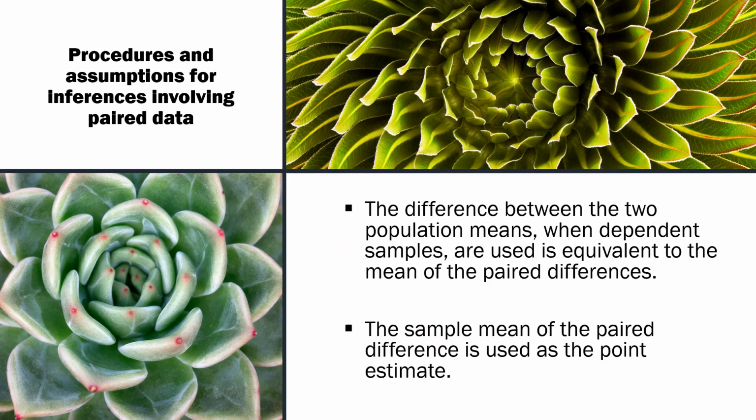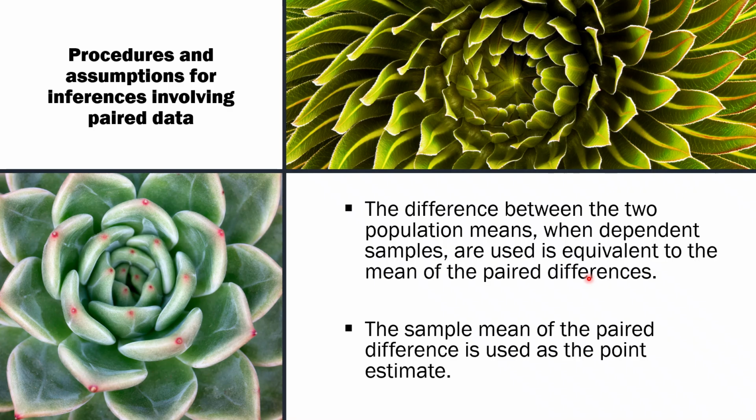So the inference is really about the mean of the paired difference here. The difference between the two population means when dependent samples are used is equivalent to the mean of the paired differences. The sample mean of the paired difference is used as the point estimate. So keep this in mind because it's going to make more sense as we go through the example.